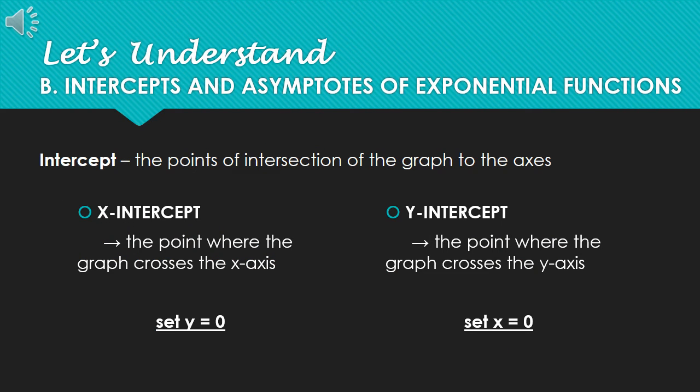So after learning how to graph, we now proceed in finding the intercept and asymptotes of exponential functions. So first we have intercept, the points of intersection of the graph to the axis. And we have x and y-intercept. So x-intercept, the point where the graph crosses the x-axis. So to find x-intercept, we just need to set y equals 0. And next, for y-intercept, this is the point where the graph crosses the y-axis. And we just need to set x equals 0.